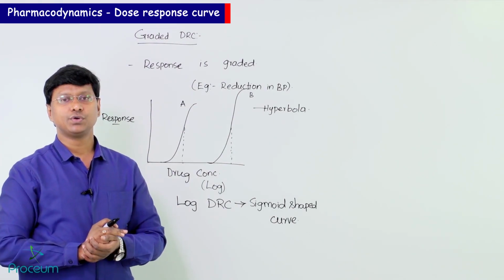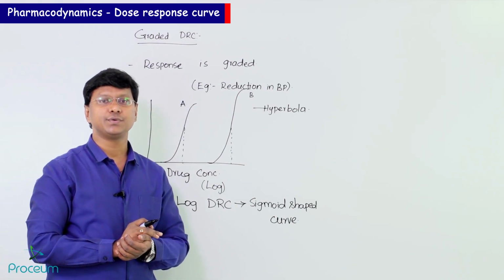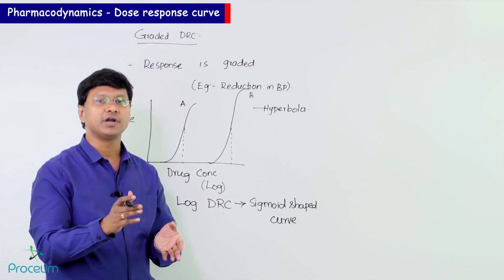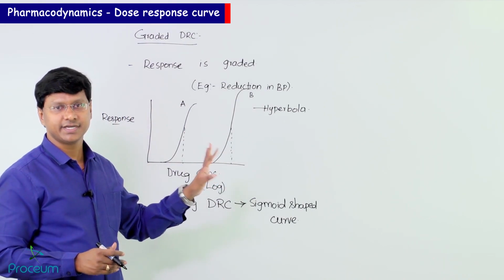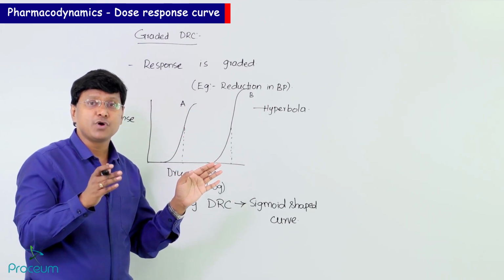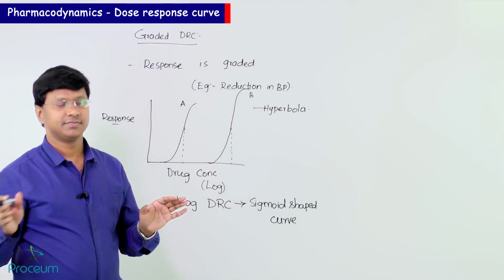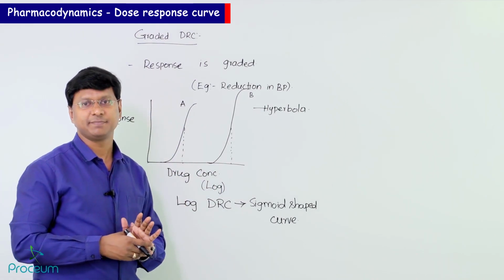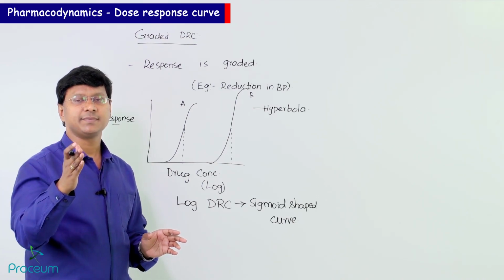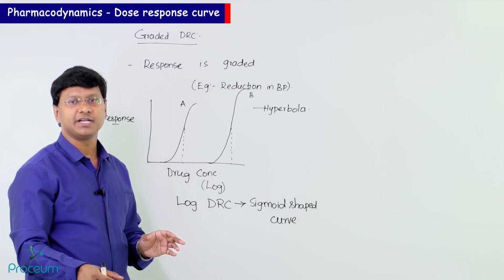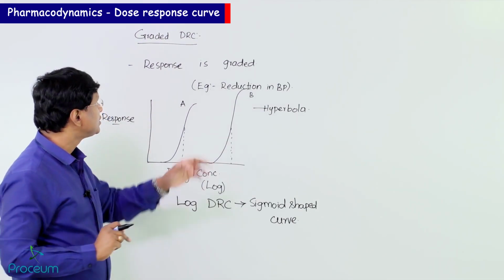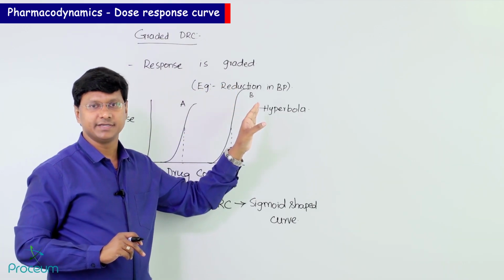Another advantage of converting it into logarithmic form is that large variation in doses can be plotted on the same curve. A point to remember about the graded dose response curve is that the response of the drug is graded, for example, the reduction in blood pressure. Among the many antihypertensives, one will cause a maximum fall in blood pressure and another will cause a minimal fall. That is what is called the response being graded.